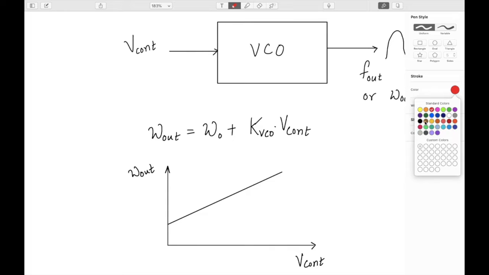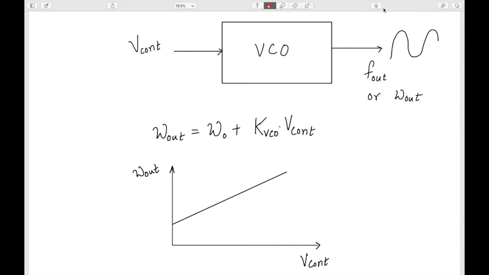Omega naught is the frequency when my Vcont is 0, and of course at some control voltage, let's call it V1, it generates a frequency of omega 1, and at some other control voltage, V2, it generates a frequency omega 2.